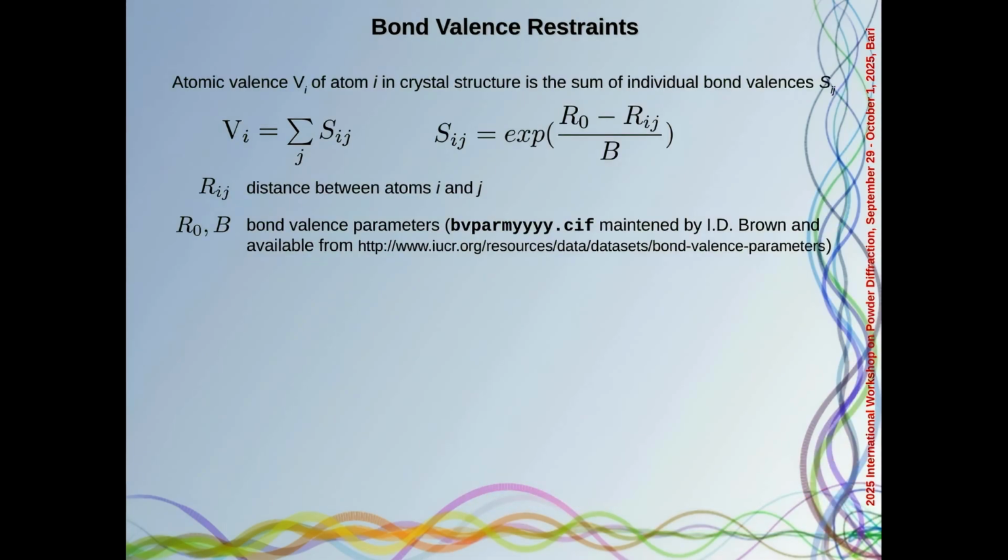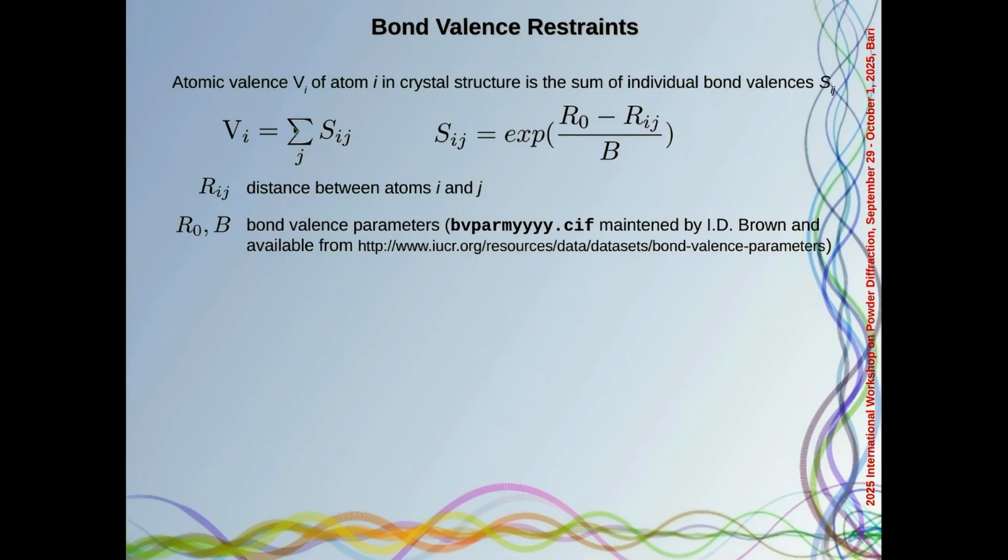Another type of restraint that you can introduce in EXPO is represented by the bond valence restraints. First of all, here you can see the definition of bond valence sum. That is very simple. You just have this sum. This sum is over the bond valences of two atoms.